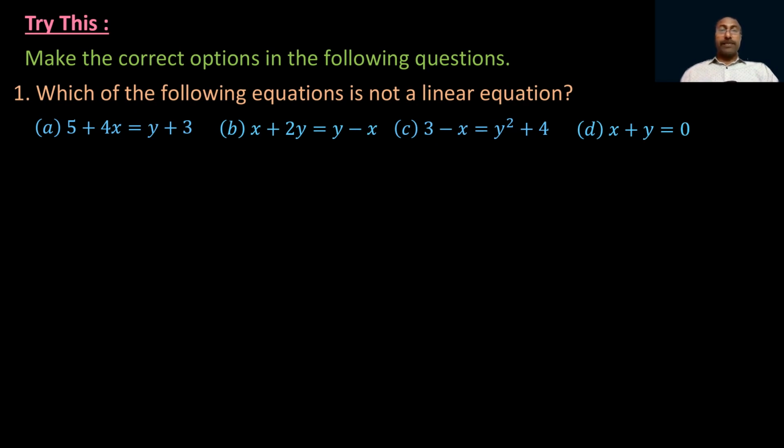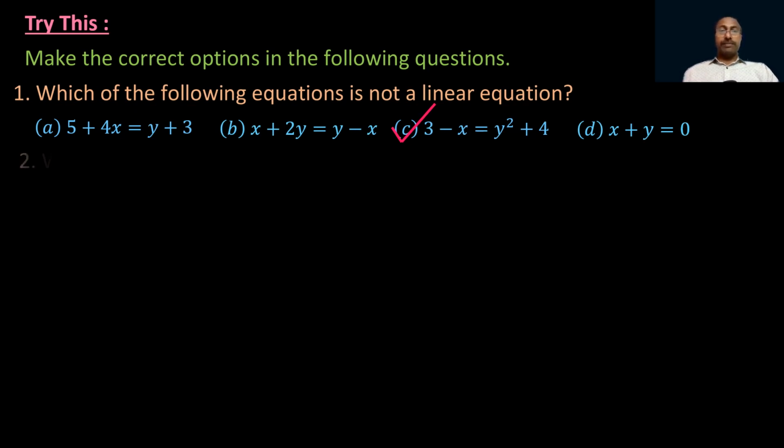So take the first option. In the first option, the highest degree of the variables is 1, because the power of x is 1 and the power of y is also 1. So first one is a linear equation. And in the option B also, the power of both x and y are 1. And in the option C, we have the power of variable y as 2. So the equation is not a linear equation. Okay, so the option C is right option. And fourth one also we have x plus y equal 0, which is a linear equation.